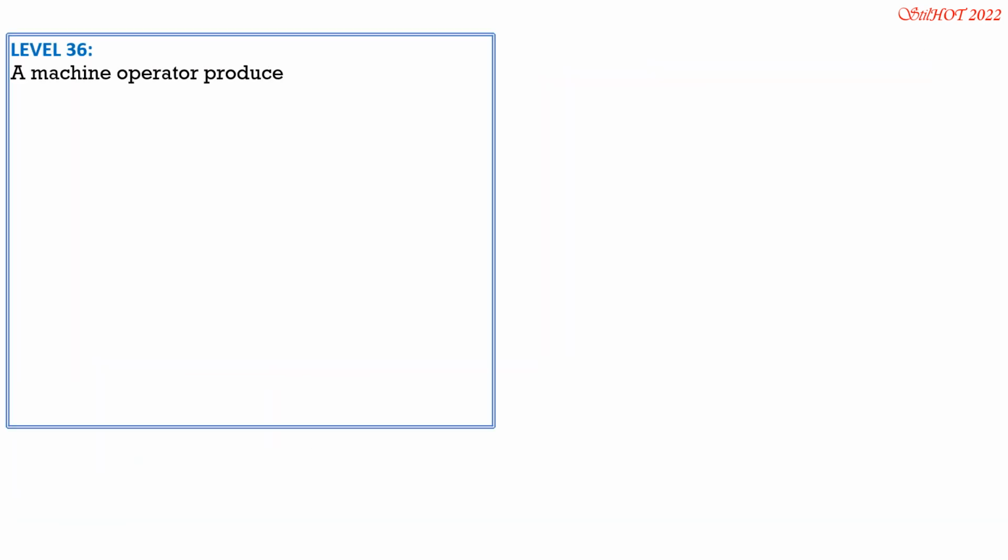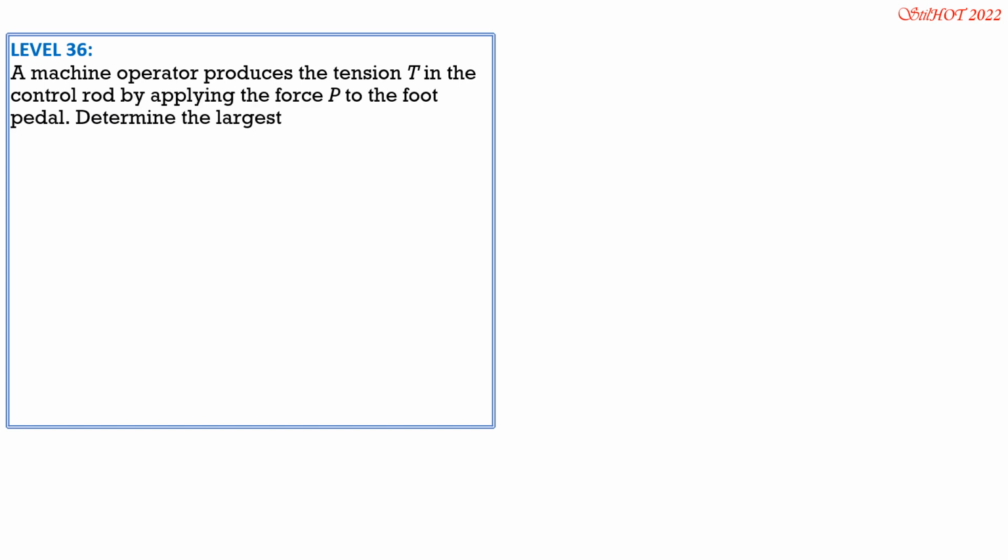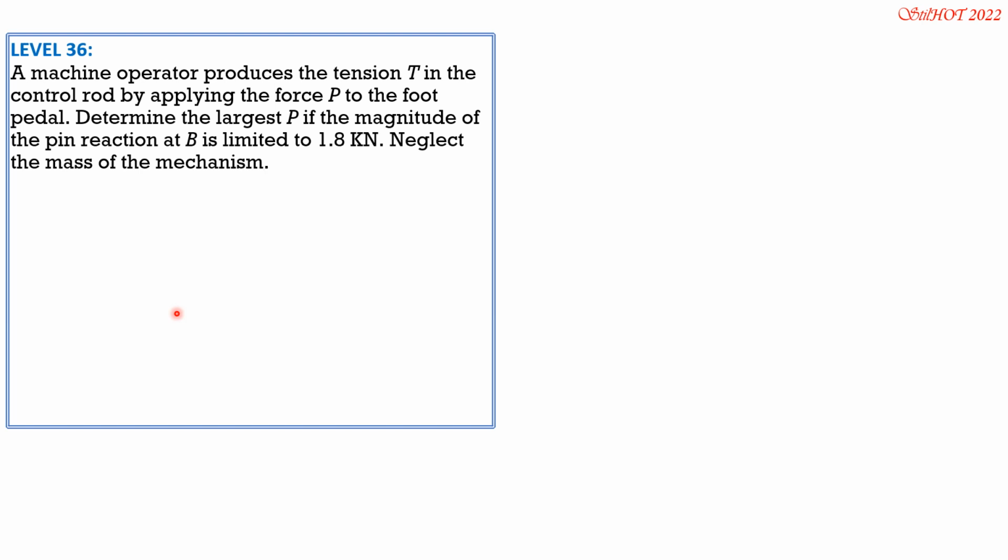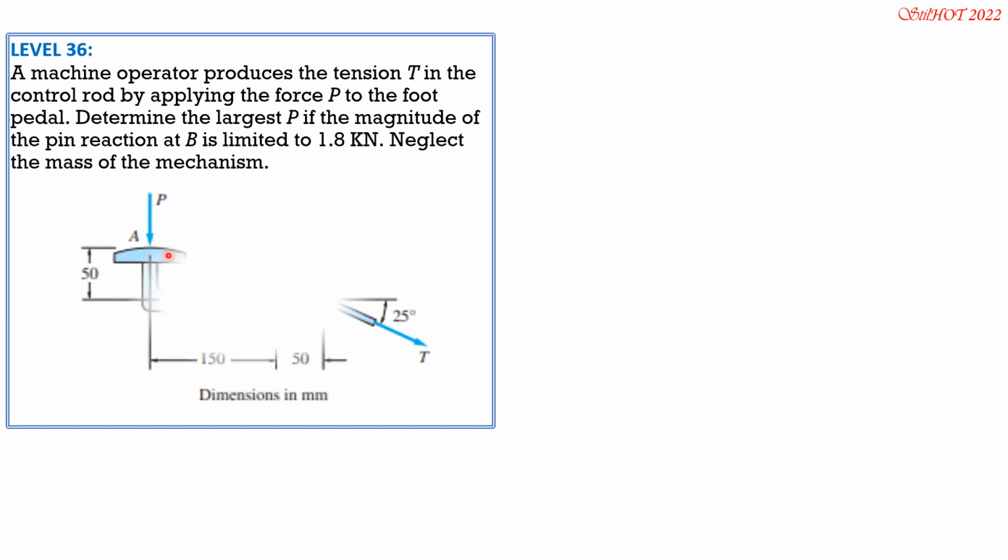A machine operator produces the tension T in the control rod by applying the force P to the foot pedal. Determine the largest P if the magnitude of the pin reaction at B is limited to 1.8 kilonewtons. Neglect the mass of the mechanism. So this is the given figure. So T has two components, horizontal and vertical, which is downward.